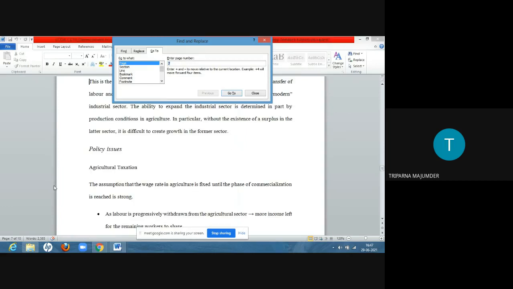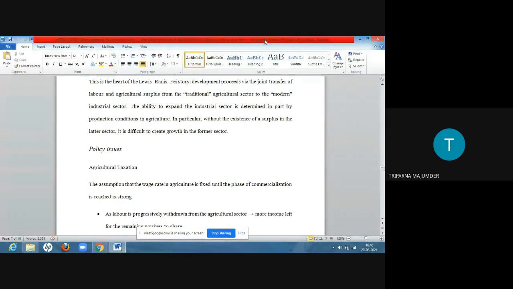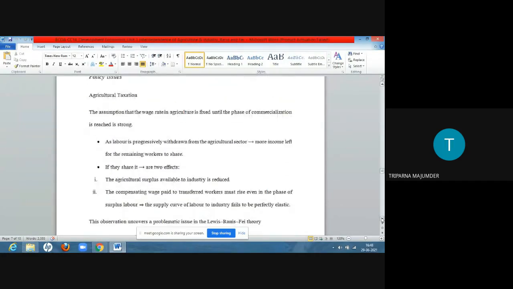If it's not clear, I'll provide the handout and you can go through the diagram and what is written over there. And I think you'll be able to understand that it is not very difficult. It appears to be complicated, but it is not very difficult.